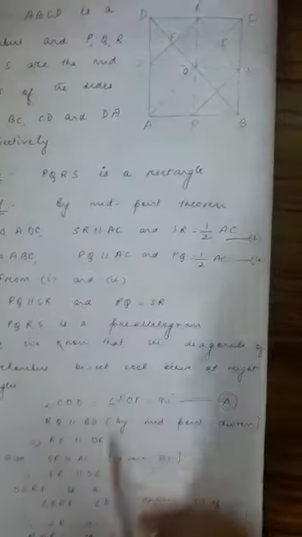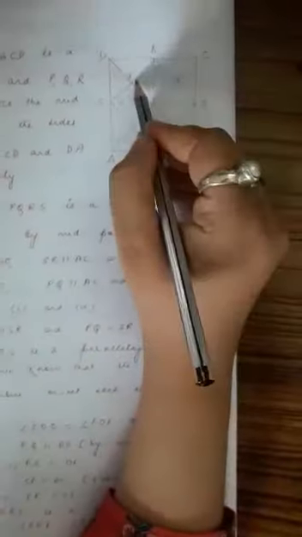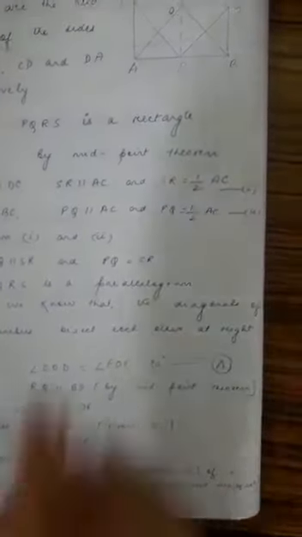Now, here we know that angle EOF is equal to 90 degrees from equation A. So, since EOF is 90, ERF can also be written as 90 degrees. See here, I have written angle R is equal to 90 degrees. Therefore, we can say that PQRS is a rectangle because one angle is 90 degrees. Thus, it is proved that PQRS is a rectangle because angle R is equal to 90 degrees.